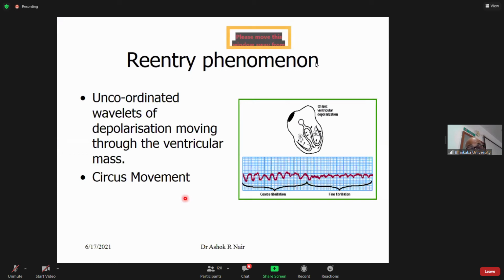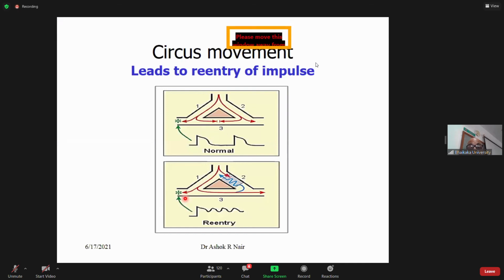Now, what is this re-entry phenomenon? Please understand this re-entry phenomenon. I actually would like to draw this, but this is not the diagram which I am using right now. Let's say you have a circular muscle. It's a circular muscle. And at a point, I draw.